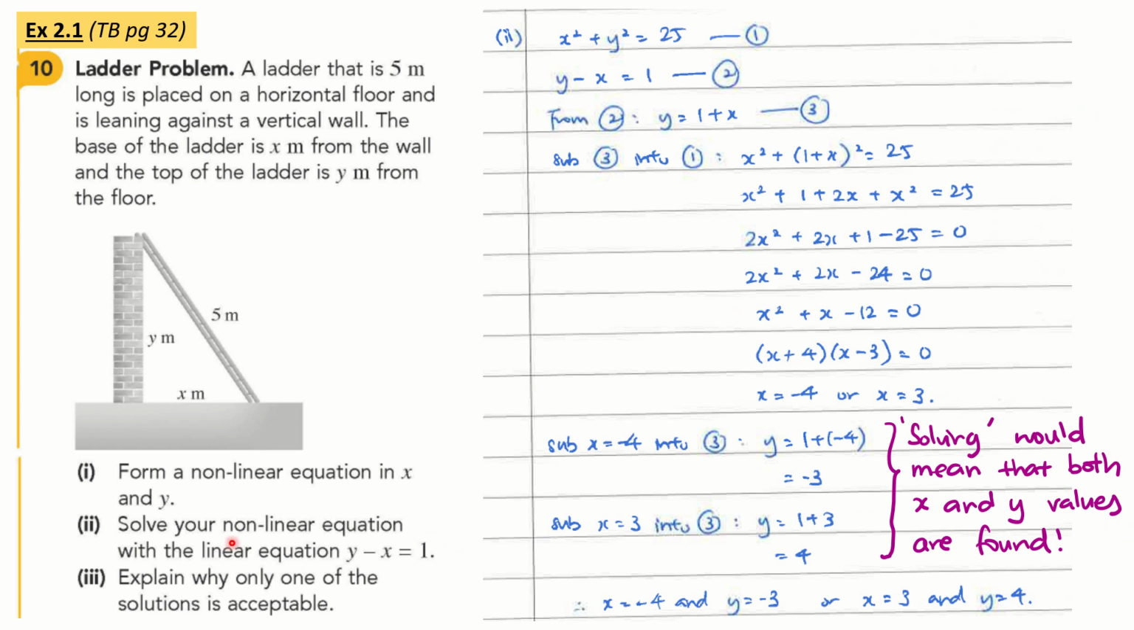Question says, solve your non-linear equation with the linear equation. So the non-linear equation that we had earlier on was x squared plus y squared equals 25. I labeled that as equation 1, followed by y minus x equals to 1, which is my equation 2. Then for equation 2, we will take y as a subject, or maybe some of you want to make x a subject, that's fine. Then after that we solve it. Solve by your substitution method, and then making sure that we write down what is our method of solving. So for me, it is by quadratic factorization. Some of you may want to use formula, that's fine.